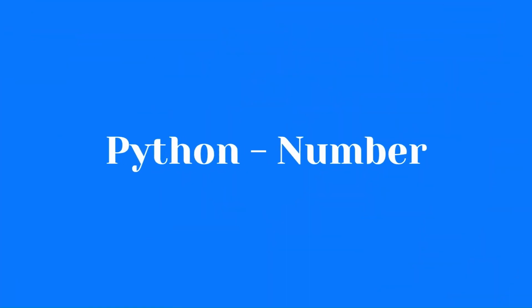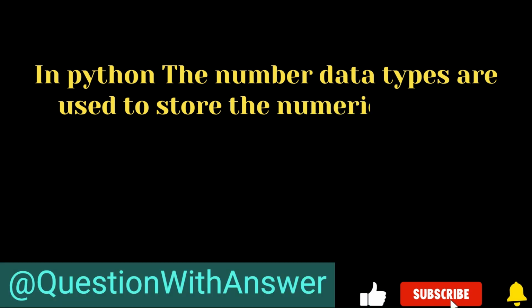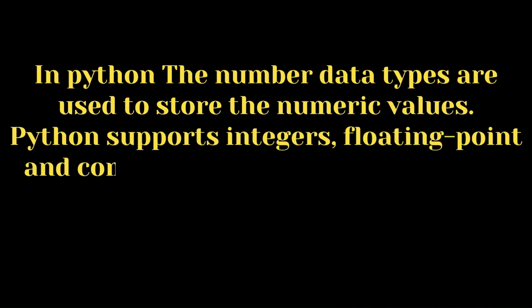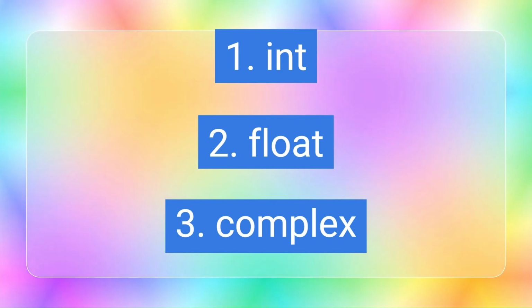Python number data type. In Python, the number data types are used to store numeric values. Python supports integers, floating point, and complex number data types. They are defined as int, float, and complex classes in Python. Let's see one by one.